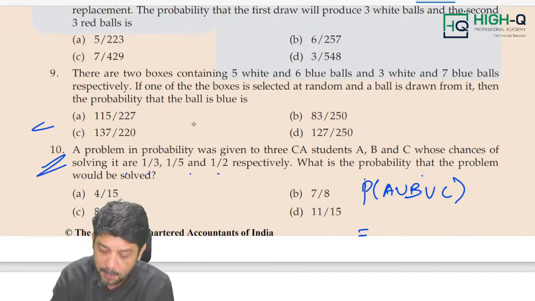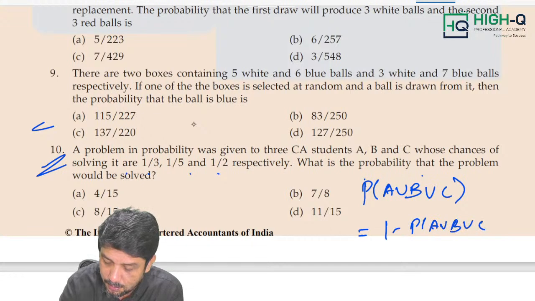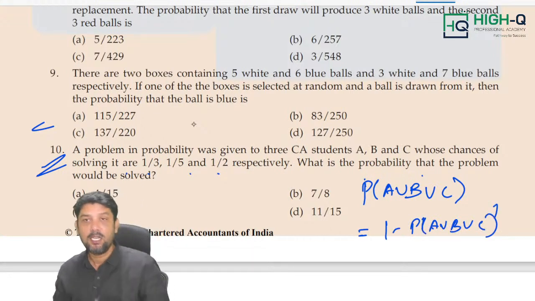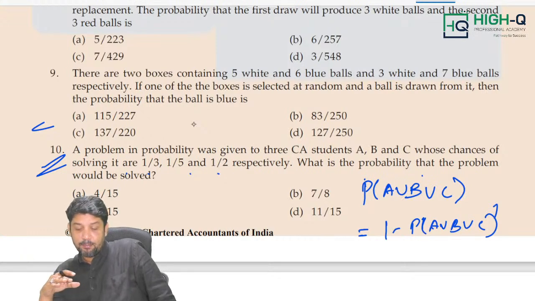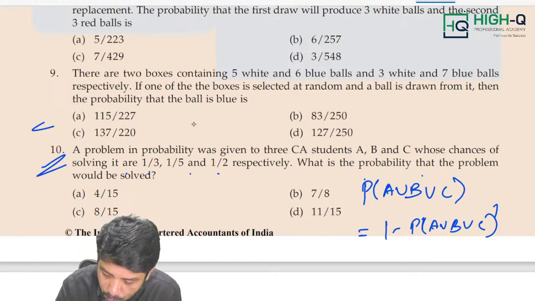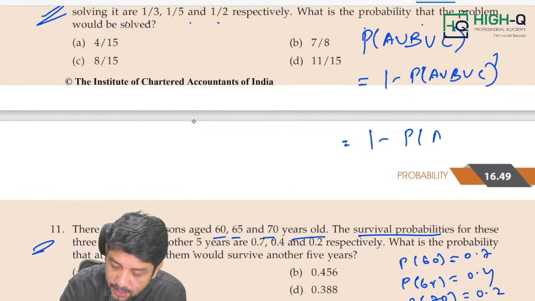Look at this. P of A union B union C. Can we say it as 1 minus P of (A union B union C) the whole dash? Yes, of course we can say this. P of A dash is 1 minus P of A. So P of A union B union C is 1 minus P of (A union B union C) the whole dash. And what is P of (A union B union C) the whole dash? It is nothing but P of A dash intersection B dash intersection C dash.